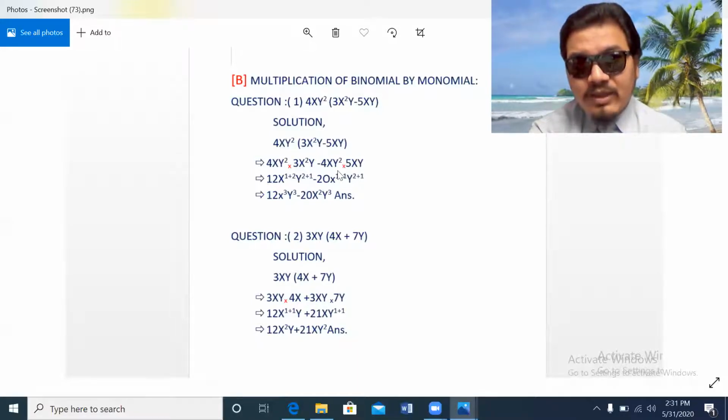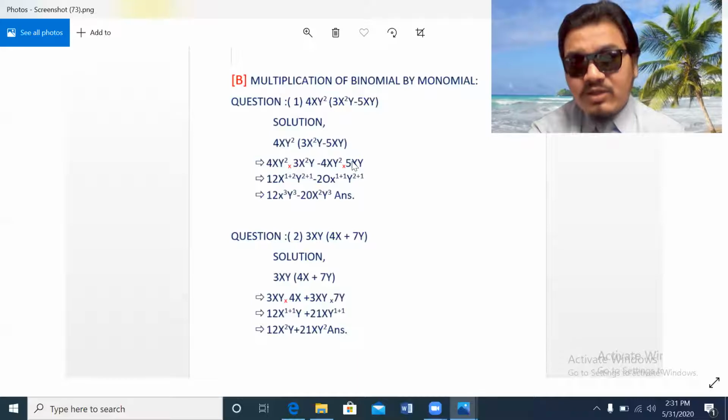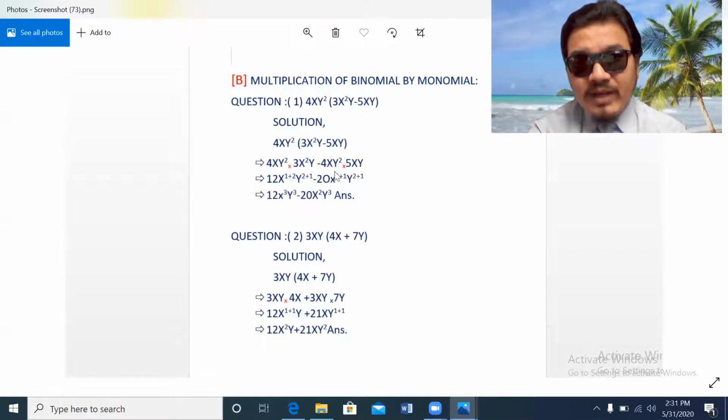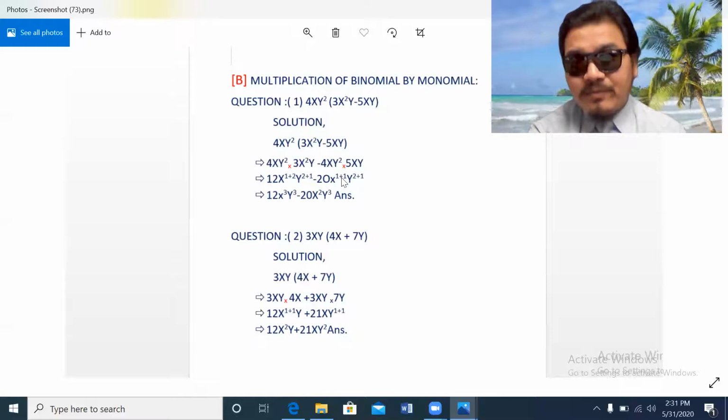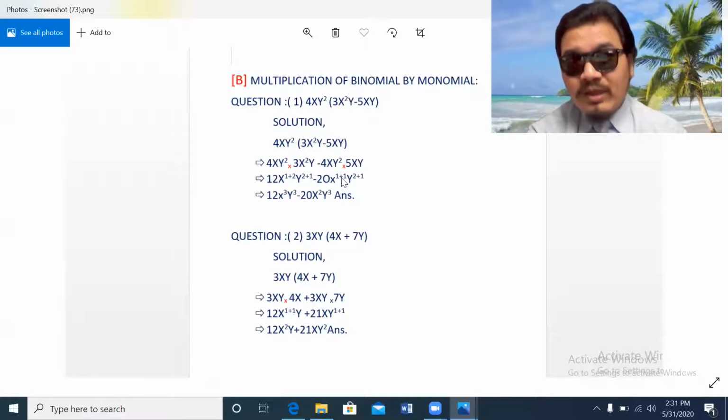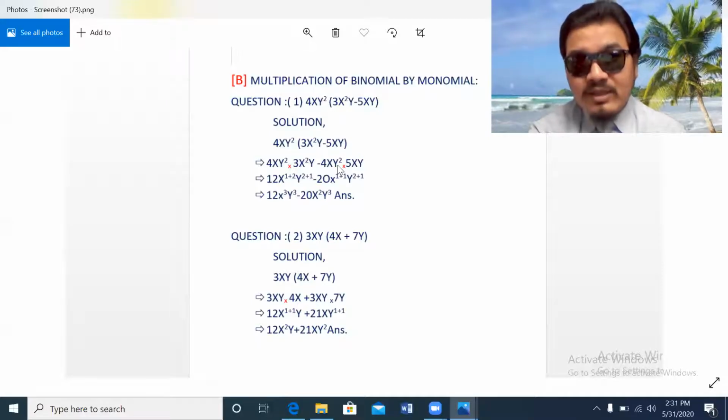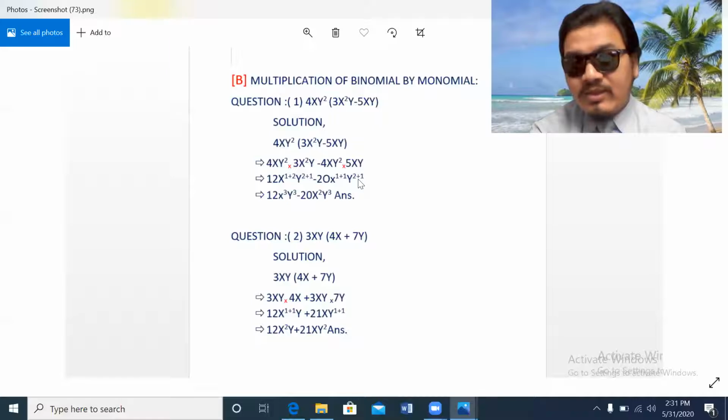Now 5 fours are 20 right here, and x into x, look here, its power is 1, its power also 1. If there is nothing written as power, it means it has power 1, and that power should be added. 1 plus 1 power should be added while multiplying. When you multiply the variables, x multiplied with x, write only one x, and we have to add the power. Similarly, y squared is there, and here is power 1, and we have to write only one y, and add their power. 2 plus 1 is 3.